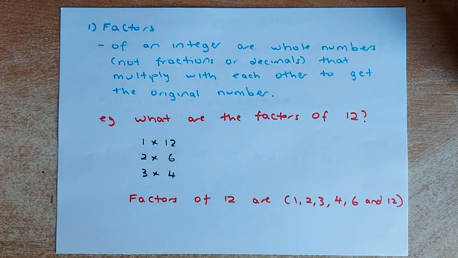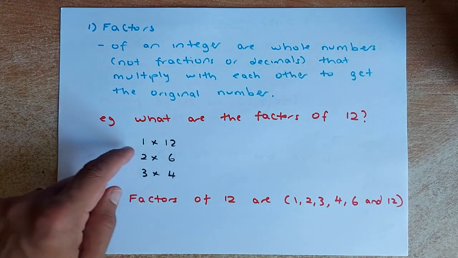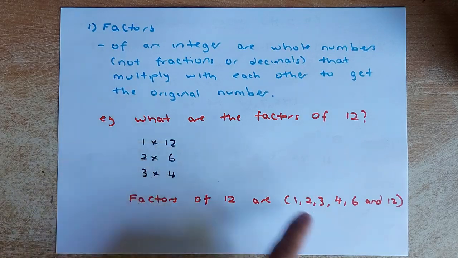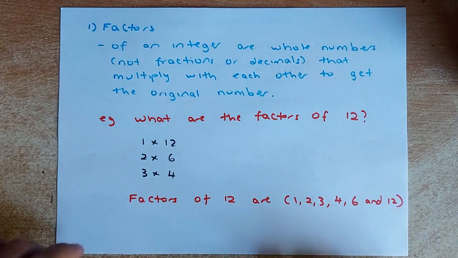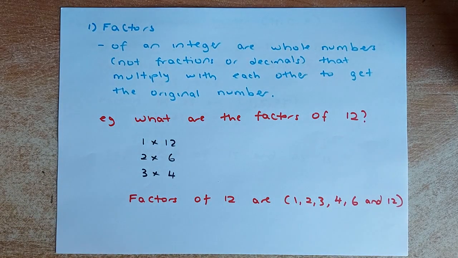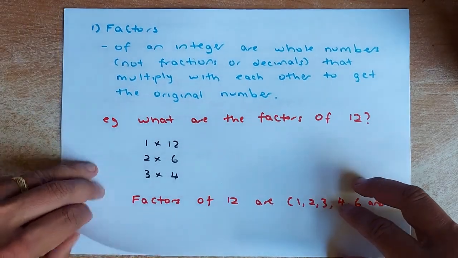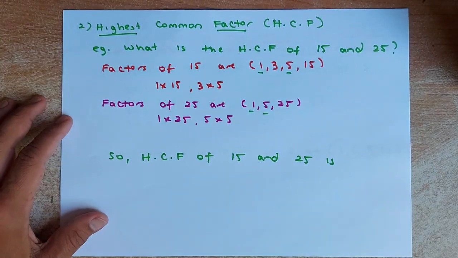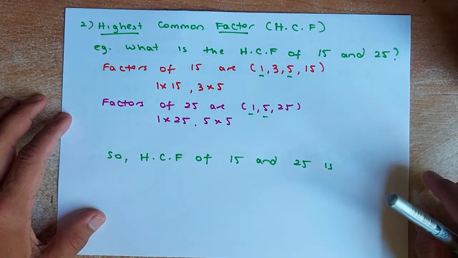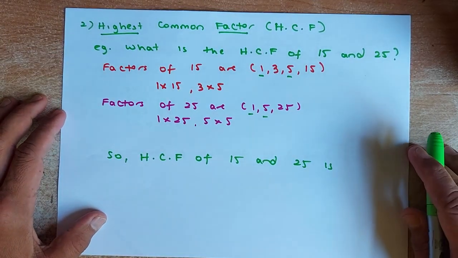So the factors of 12 is just all the numbers. So 1, 2, 3, 4, 6, 12. And you write them in the bracket. And that is how you do it for finding the factors of a number. That was straightforward. Now we are going to know what the difference between factors and highest common factors.